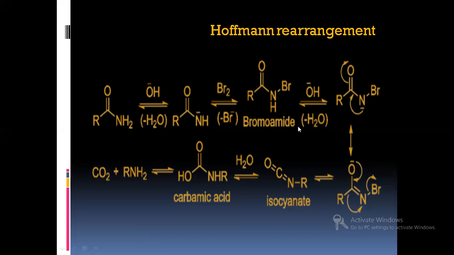So these two structures are the resonance structures or the rearranging structures. They both are anions which are obtained by the deprotonation by the base, and these two anions are rearranging themselves in order to give rise to an intermediate referred to as isocyanate. This is your intermediate isocyanate.